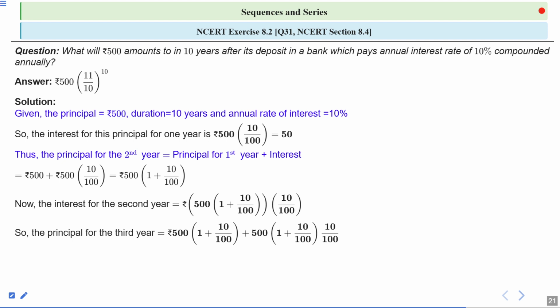So what is the principal for the third year? The principal for the third year is the principal for the second year plus the interest for the second year. That is 500 times (1 + 10/100) plus 500 times (1 + 10/100) times 10/100. If we simplify this, you will get 500 times (1 + 10/100) whole squared.